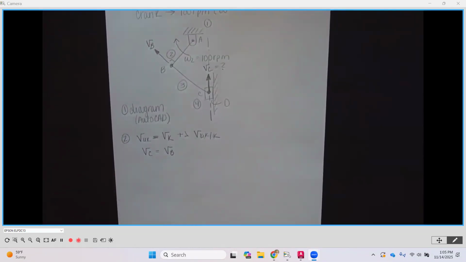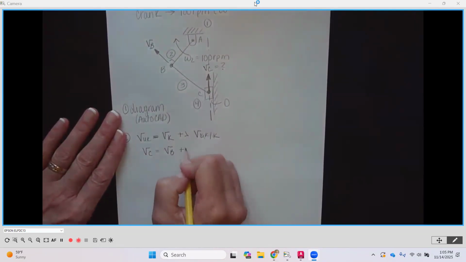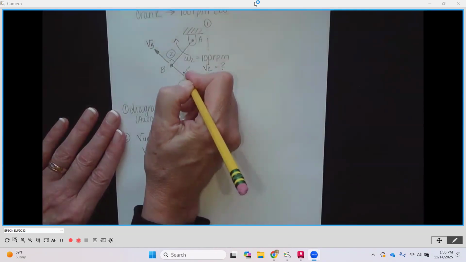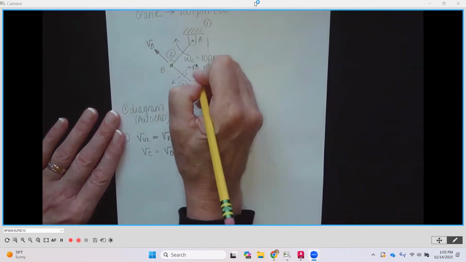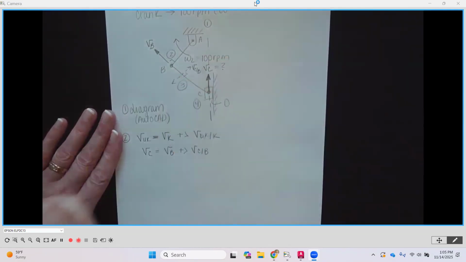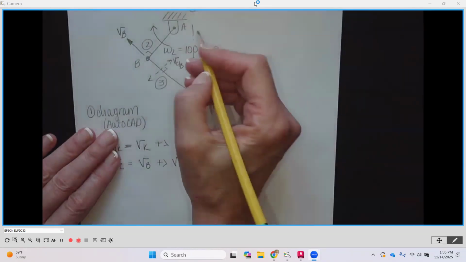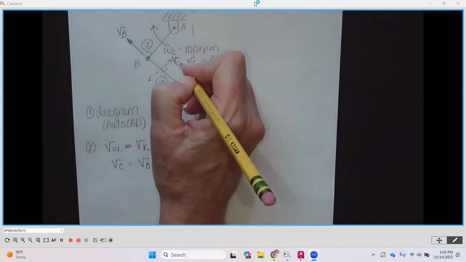And we'll use that equation of V is equal to WR. Okay, so we'll be able to do that. So that'll be our known quantity, plus vectorially the velocity of C relative to B, which will be the velocity perpendicular to that link connecting B and C. Everybody see that? So this is the velocity of C relative to B.